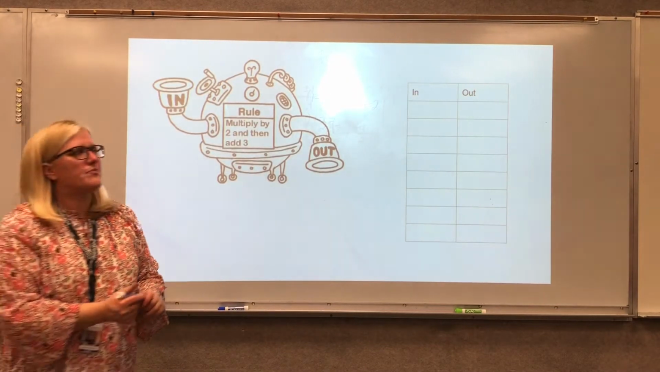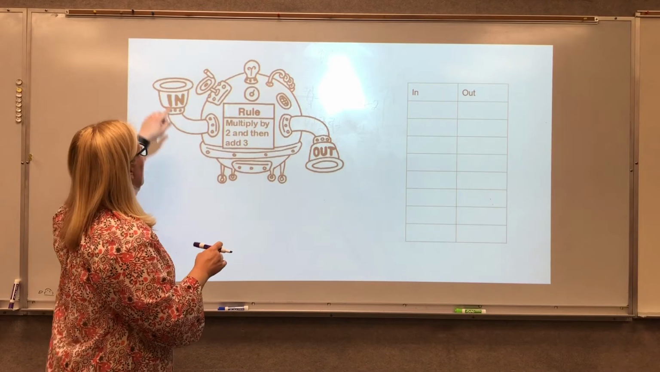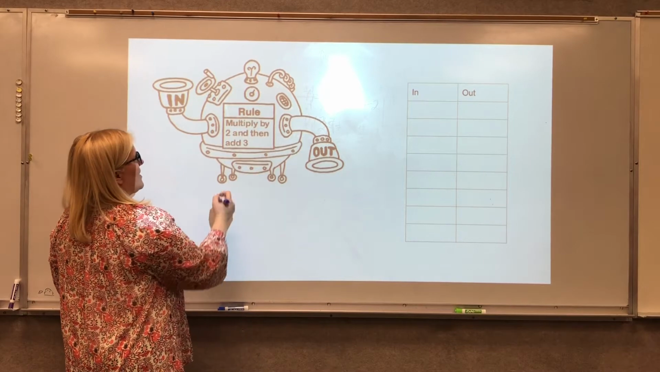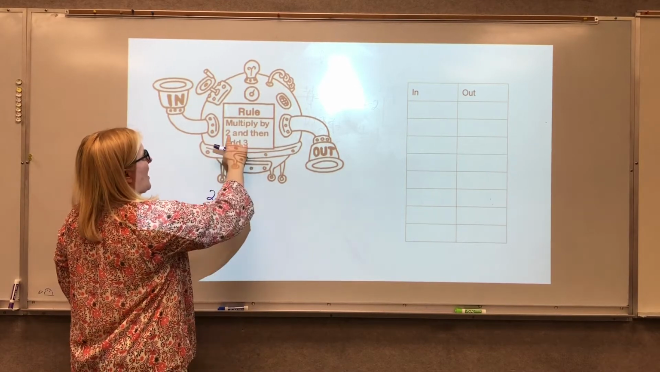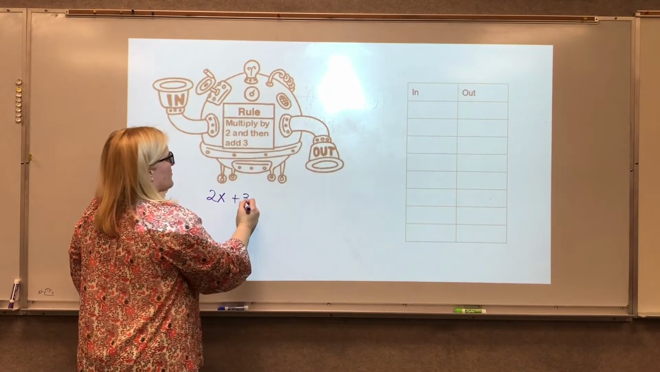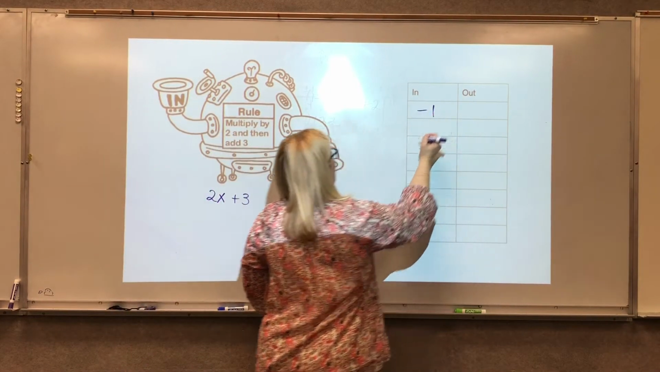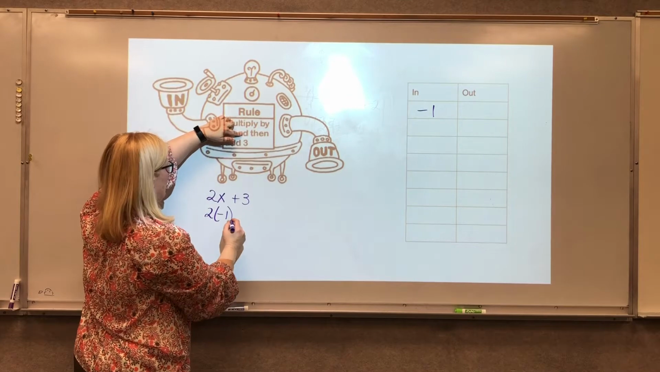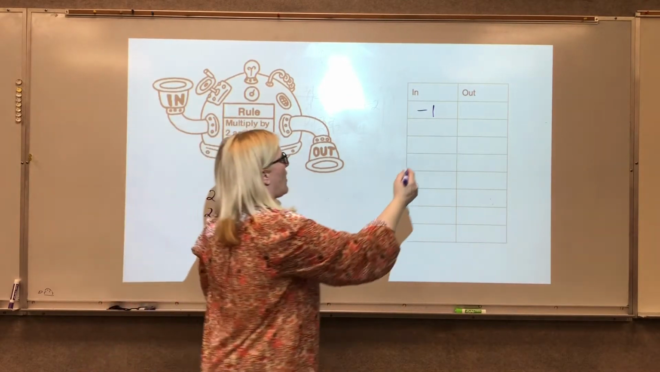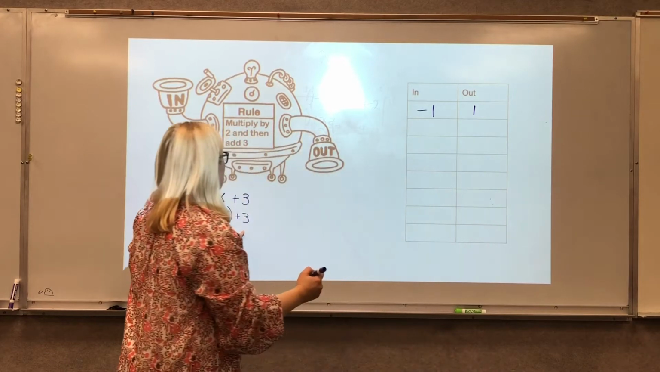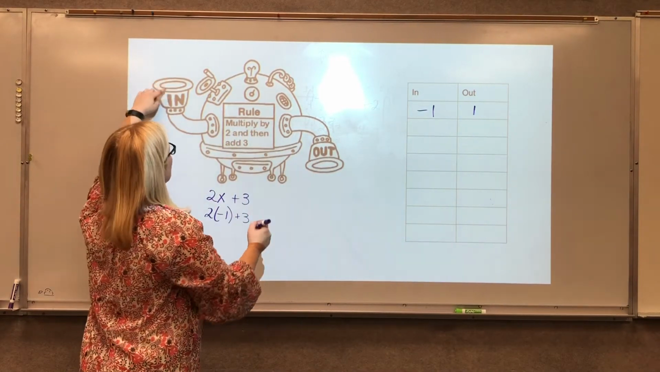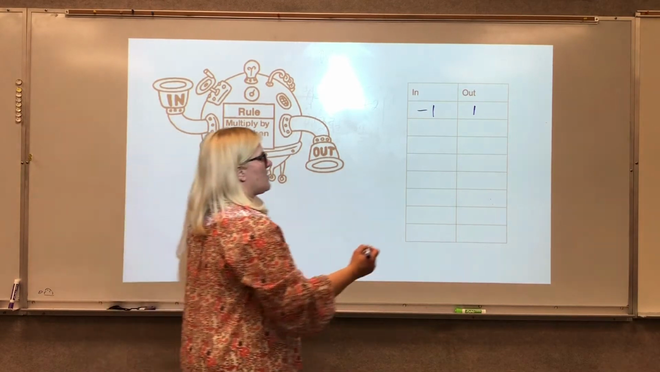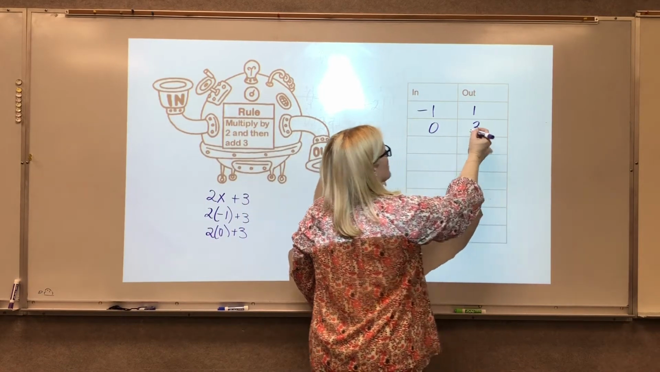So for example, this one, let's say I have a number that goes in there, and when it's in there, it gets multiplied, my number is x, okay? It gets multiplied by 2, and then add 3. So if I put in a -1, okay, so I'm putting -1 in the machine, I end up with 1, right? Because -2 plus 3 is 1. If I put in a 0, then I would have 2 times 0 plus 3 gives me 3. So if I put in a 0, out comes a 3.